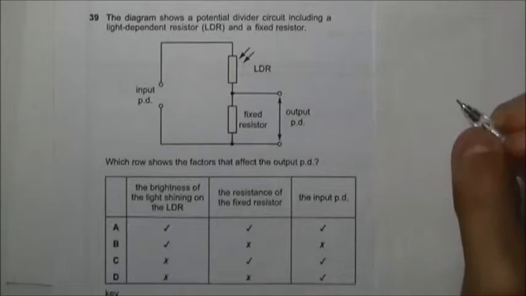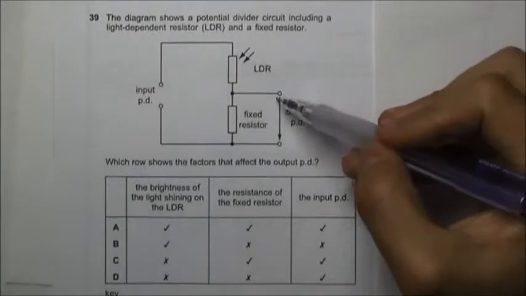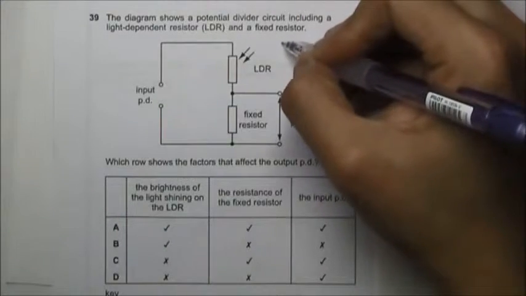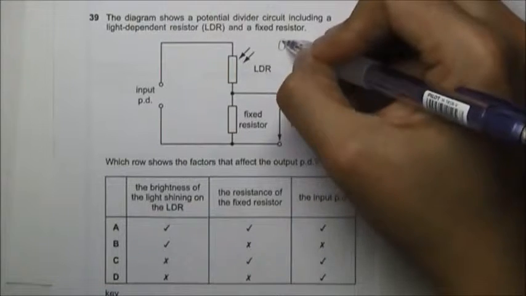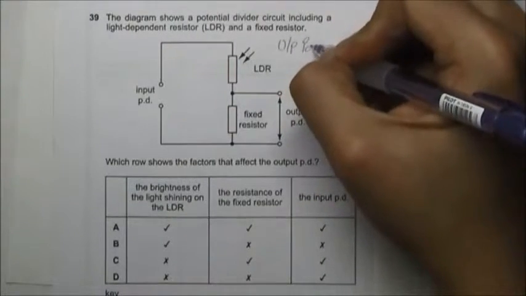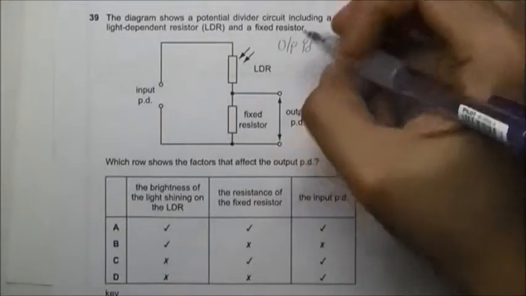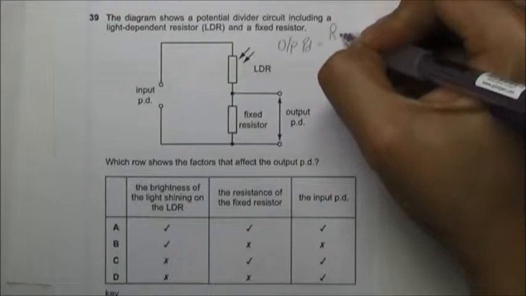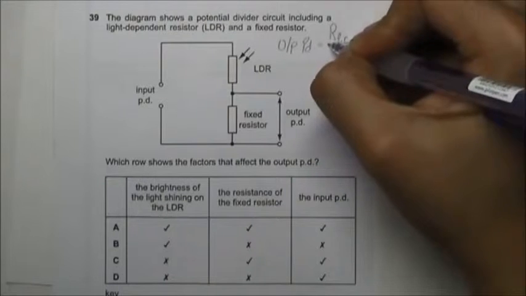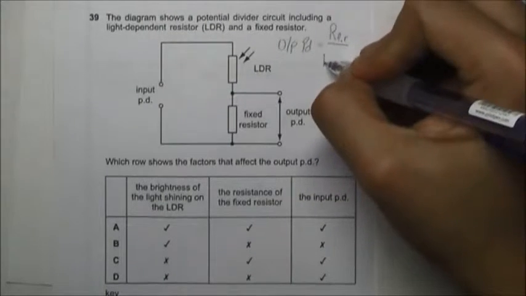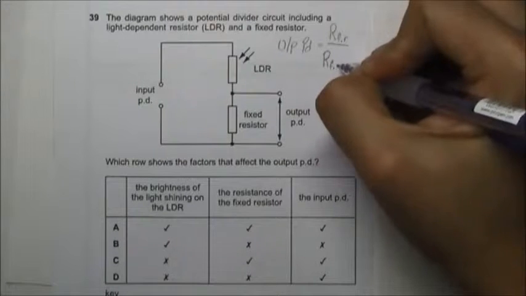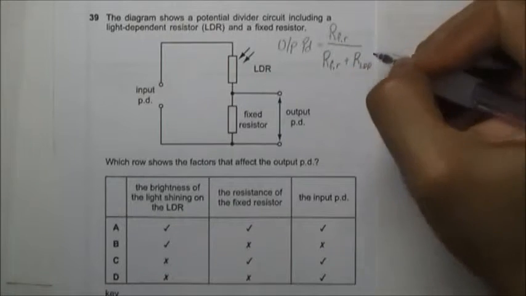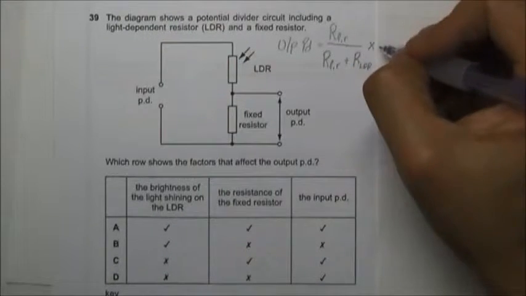To find out what are the factors affecting the voltage across this fixed resistor, we can use the potential divider formula. The output voltage, output PD, is actually equal to the resistance of the fixed resistor, I represent it with R subscript F, over the total resistance, which is the resistance of the fixed resistor plus the resistance of the LDR, multiplied by the input voltage, input potential difference.